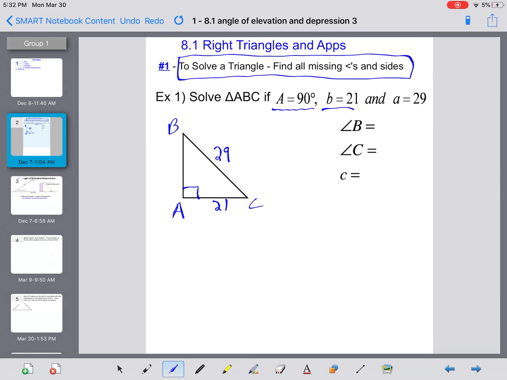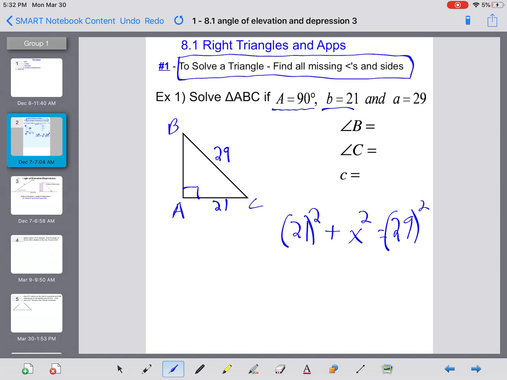Remember, the Pythagorean theorem is a squared plus b squared equals c squared. Be careful though here. The c we talk about when we use Pythagorean theorem is the hypotenuse. Don't get confused with the a's and the b's and c's in this triangle. So the setup for this is going to be 21 squared, that's one of the legs, plus another leg squared equals the hypotenuse squared, which is 29 squared. So instead of thinking about a's and b's and c's, you might want to think about leg squared plus leg squared equals hypotenuse squared. That's another way to think about the Pythagorean theorem.